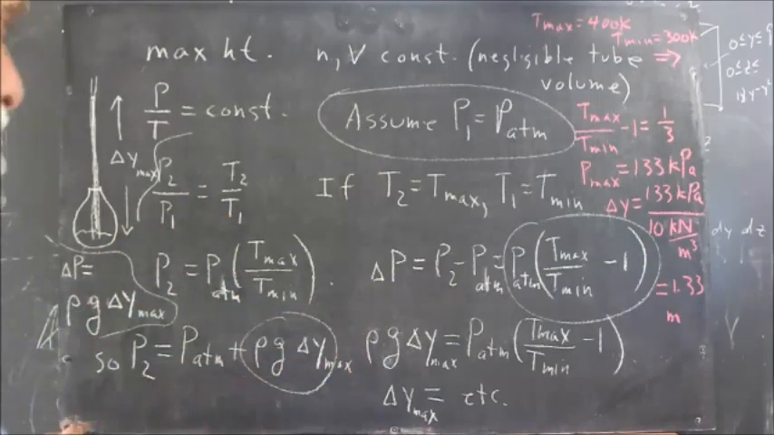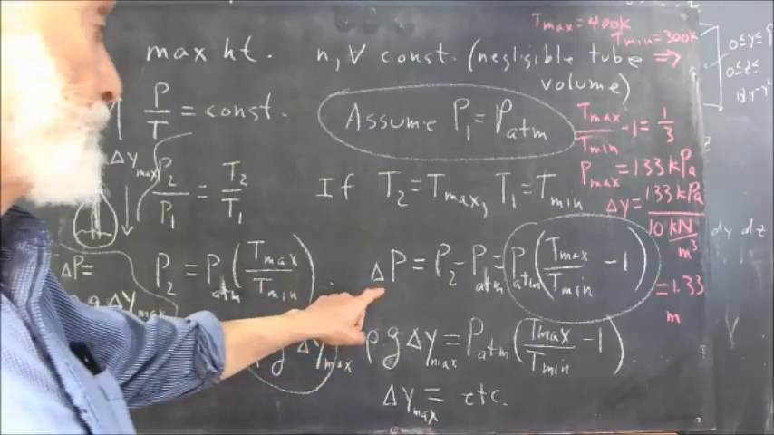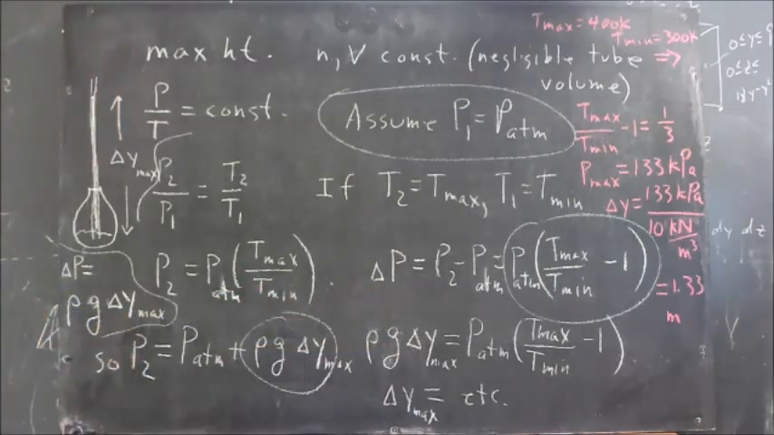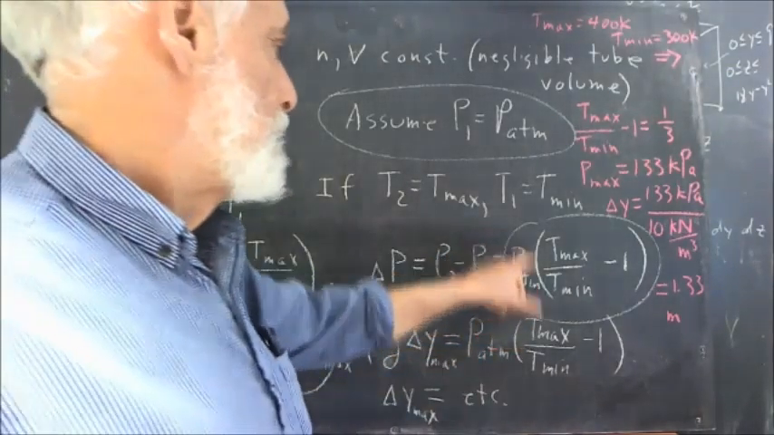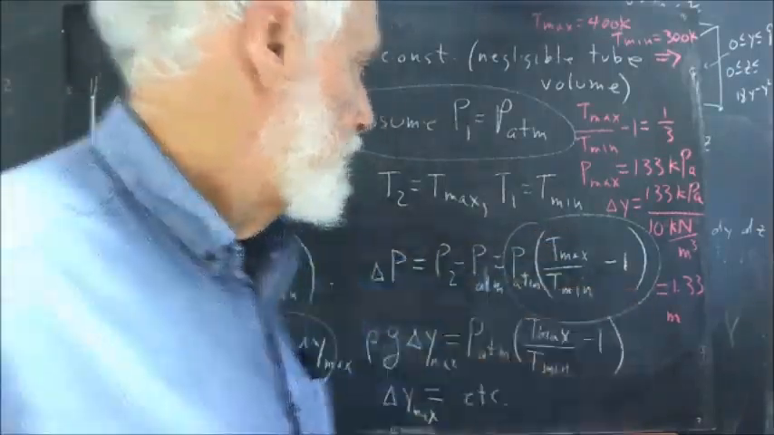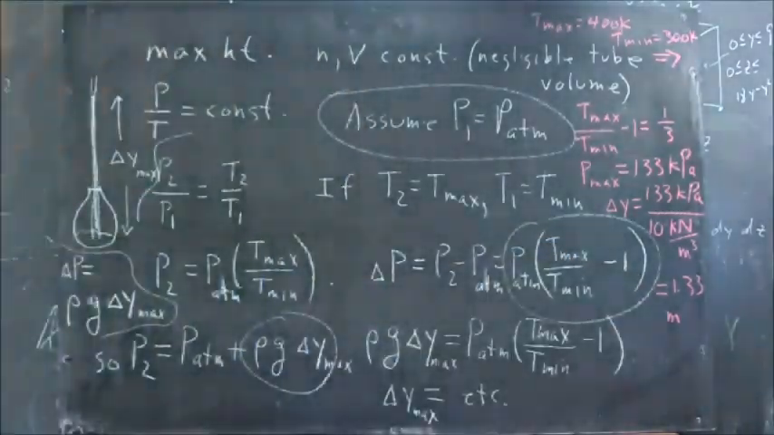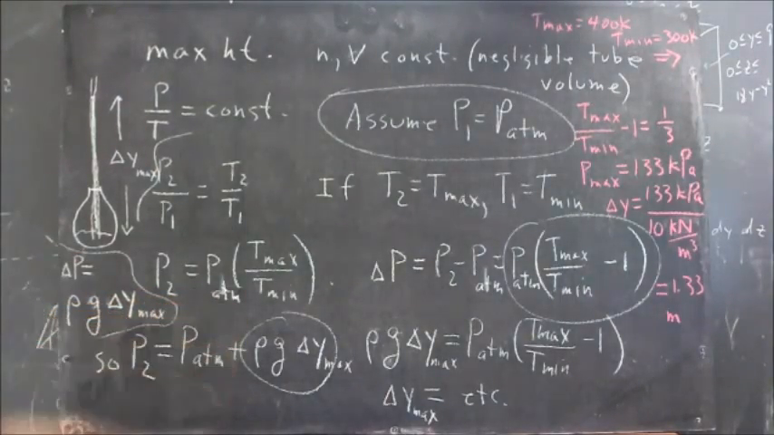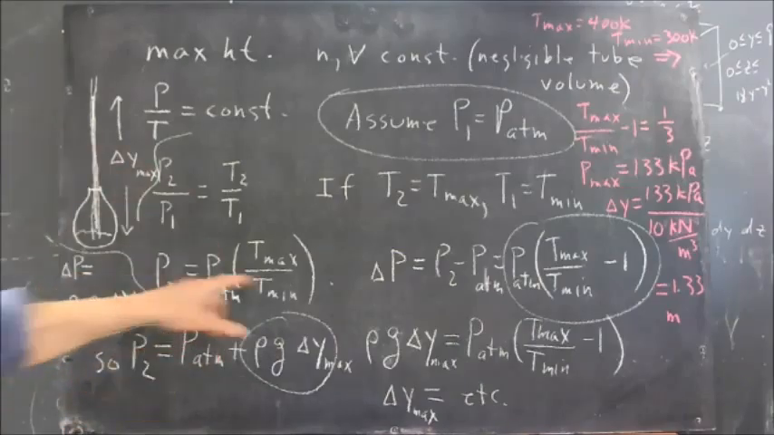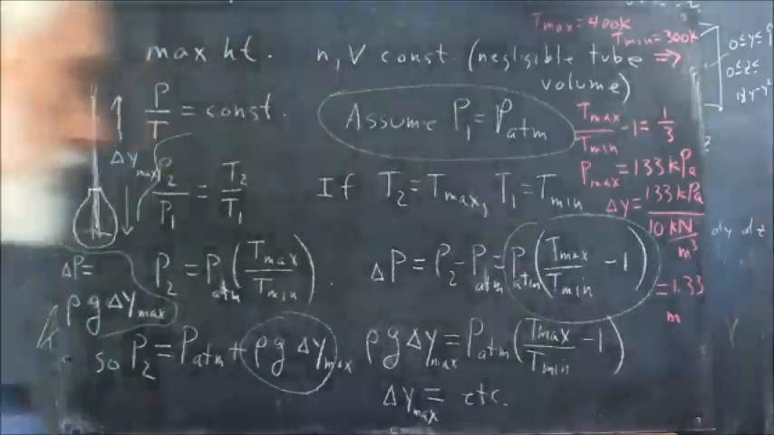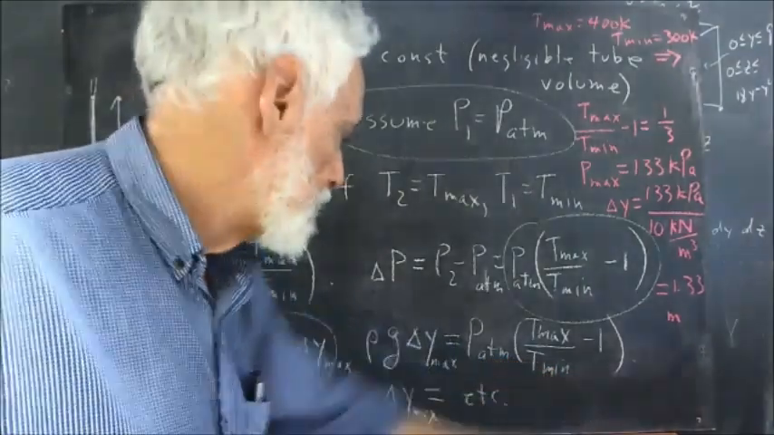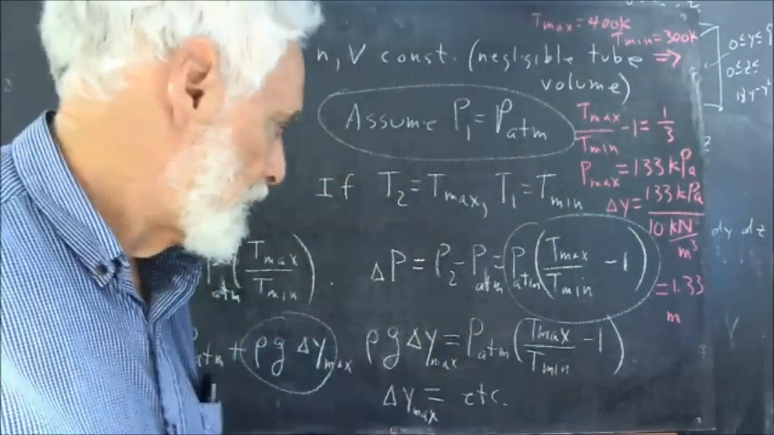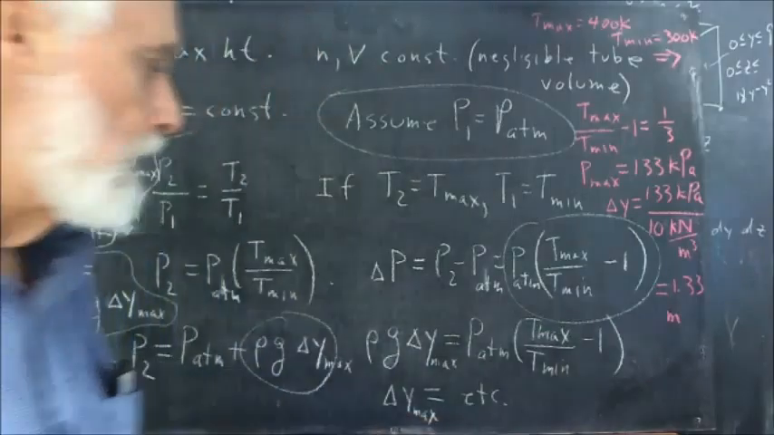Now we have the equation. First of all, we're looking at it as delta P. Delta P is P2 minus P atmospheric, which is going to be atmospheric pressure times maximum temperature over minimum temperature minus 1. In other words, we just take this expression and subtract atmospheric pressure, and factor out the atmospheric pressure. We get this. So that the delta P, being rho g delta Y max, is equal to this, and delta Y max, well, you get that very easily by dividing this by rho g.